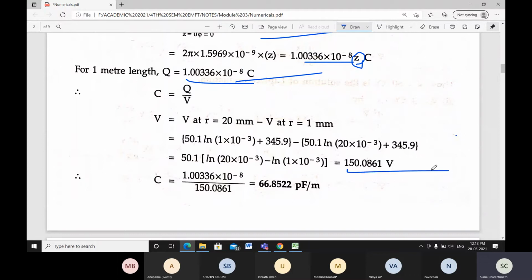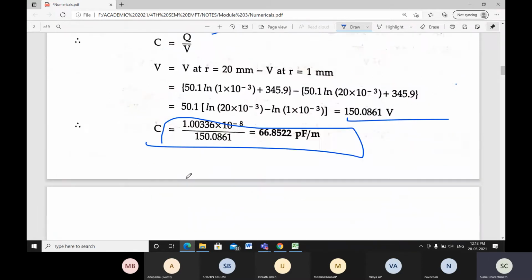Then if you solve for this, you will be getting 150.0861 volts. Therefore C is going to be the Q value we already took. What is the V value? V is taken when we subtract these two, you will be getting that. That is what is taken here, 150.0861. Just you calculate for this, you will be getting 66.8522 picofarads per meter. That is about the capacitance.